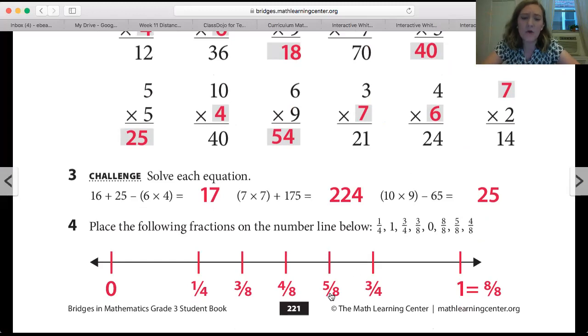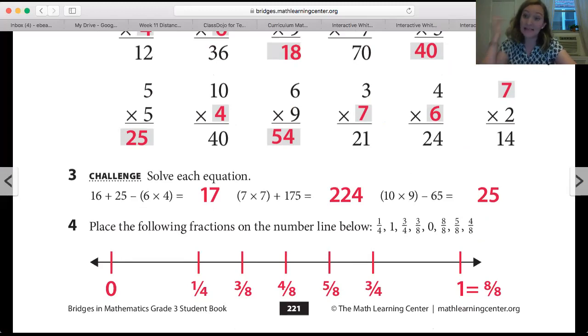They wrote it with their fraction sign, like diagonal, which is fine. We just did ours up and down. It doesn't matter. Looks good. 1/4, 3/8, 4/8, 5/8, 3/4. Yeah, that's awesome. Okay, so we are going to be moving on.